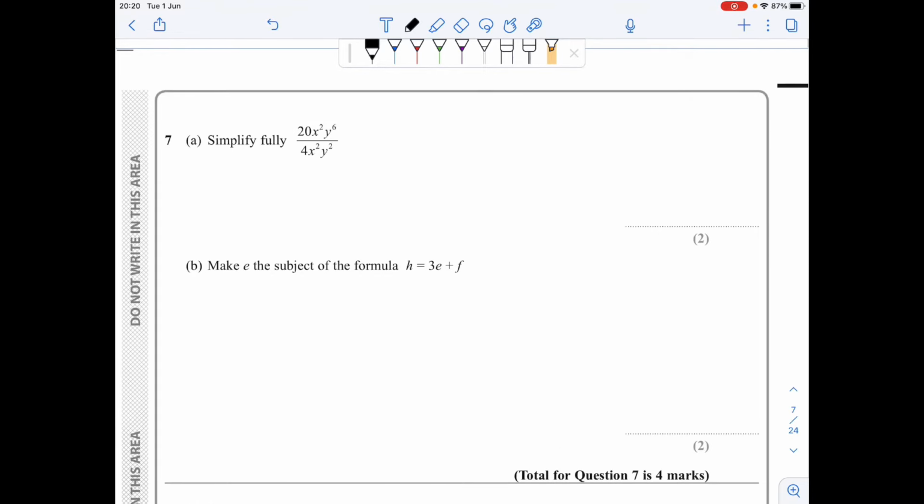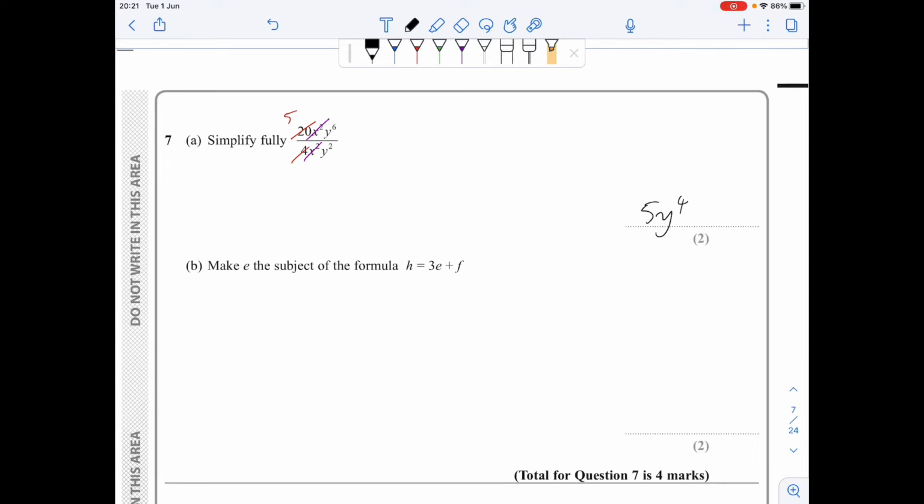For part A, I can cancel out the 20 with the 4, and I will have a 5 in the numerator. Then note that the x's are both squared, so I can cancel them out. And then for the y's, I've got y to the 6, y squared. I will subtract the powers, so 6 minus 2 will give me 4. So the final answer is 5y to the power of 4.